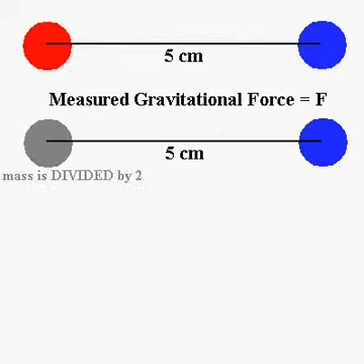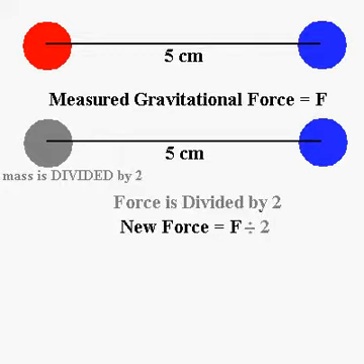We're going to take the first object and replace it with an object that has half the mass. In other words, the mass of the first object is divided by 2. Now remember, the gravitational force is directly proportional to the mass involved. Thus, whatever we do to mass, we must also do to force. Since the mass was divided by 2, that means the force must be divided by 2 as well. Therefore, the new force is equal to the old force divided by 2.